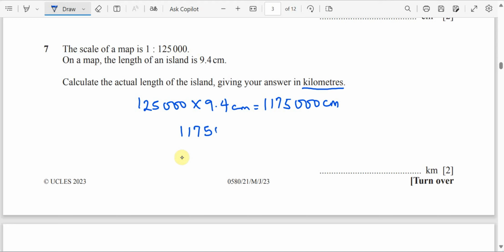We can't convert directly, so if we divide by 100, we must have converted to meters. Then if we divide by 1000, we move from meters to kilometers. So let's divide. We use these two zeros to move the point 1, 2. So the answer here is 11.75.